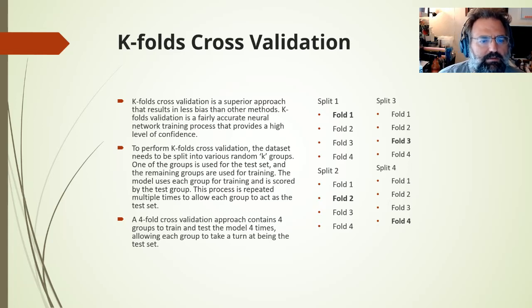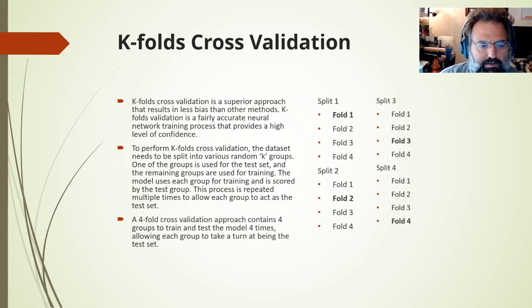So the basic idea here, talking through that again, is that cross-validation is superior and results in less bias than other methods. K-fold validation is fairly accurate, especially in neural network training processes, and provides a high level of confidence. And it's pretty good there because it kind of evens out, is what it comes down to.